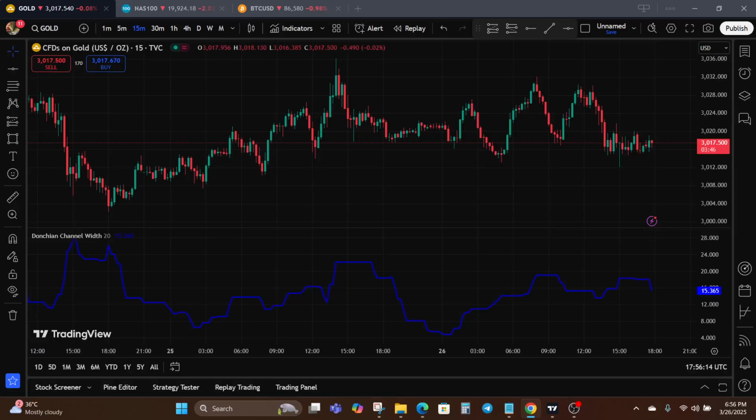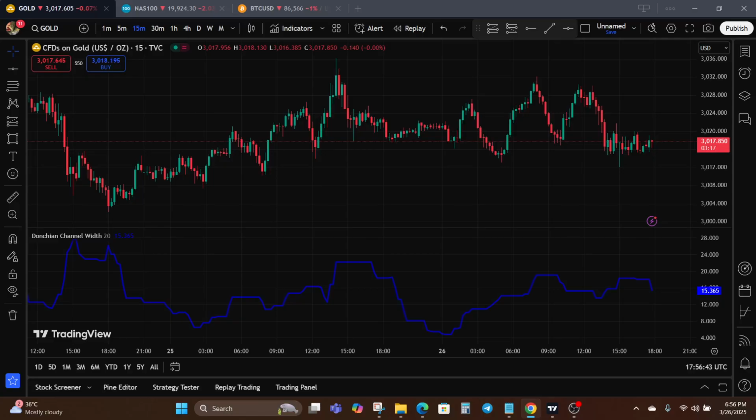Now, this simple yet powerful indicator helps traders visualize how price action is expanding or contracting, giving clear signals about market momentum and trend strength. So in this video, we're going to be covering everything you need to know about Donchian Channel Width, including how to read it, when to use it, and how to combine it with other indicators for stronger trade setups. Let's quickly get started.